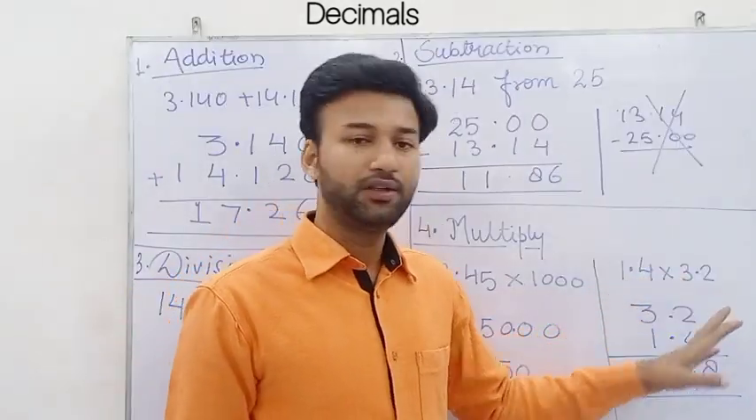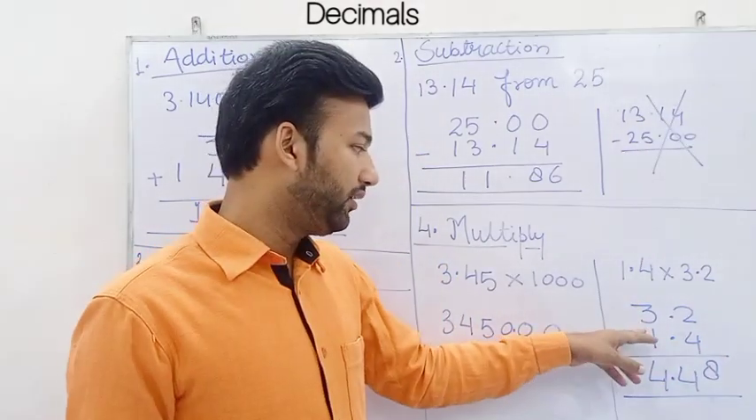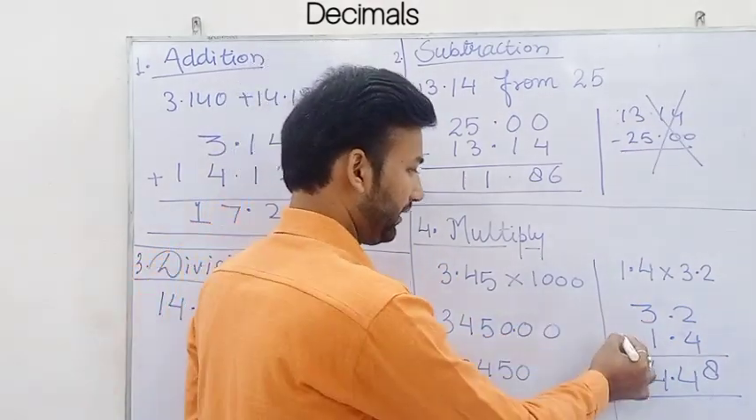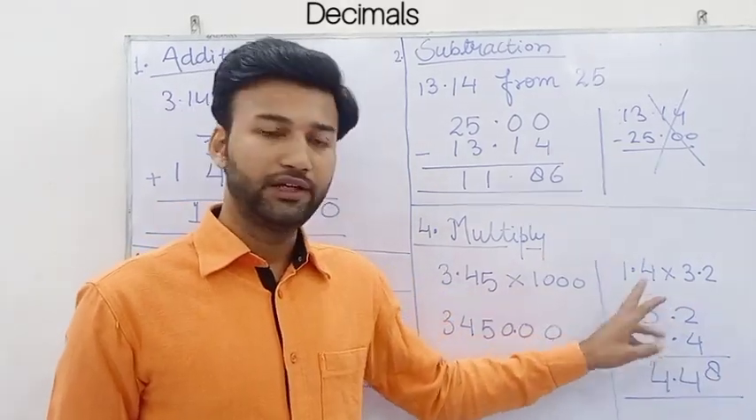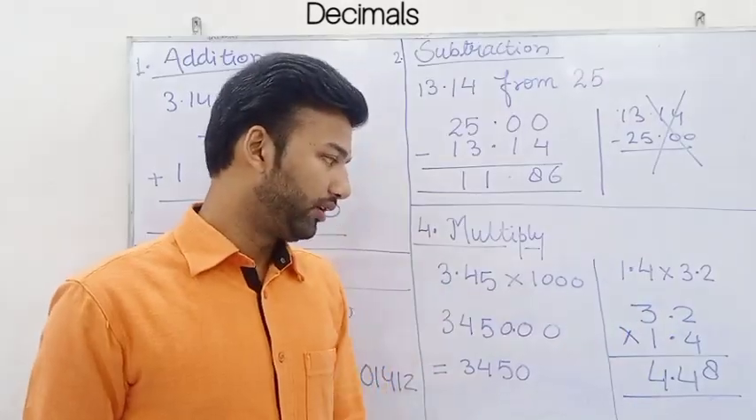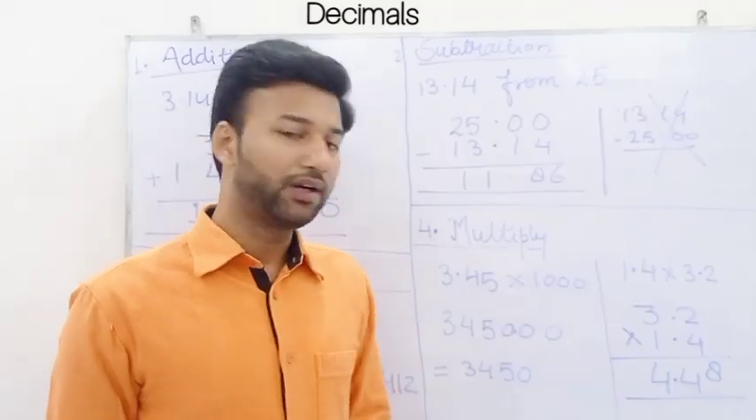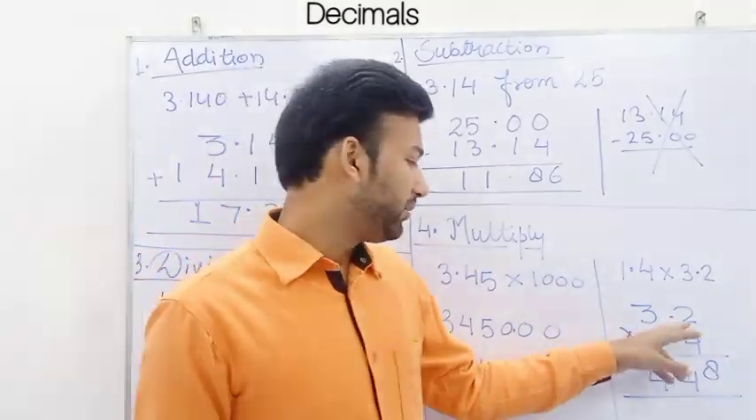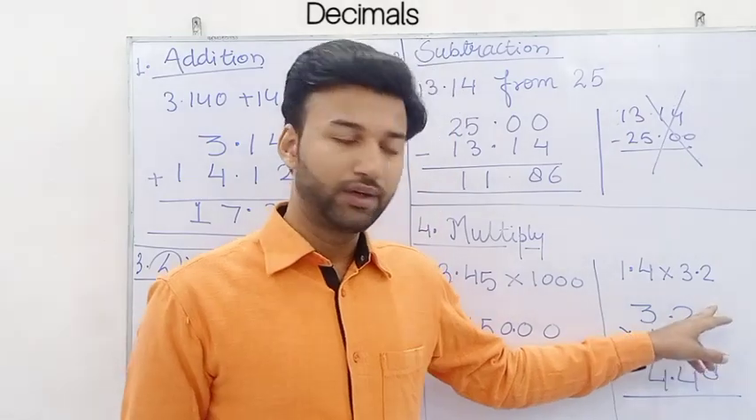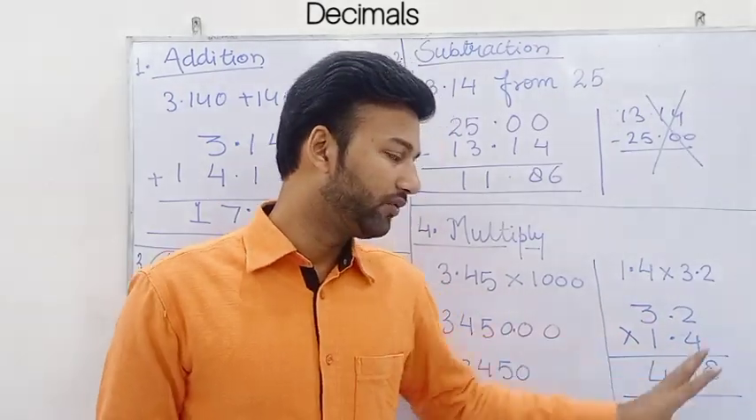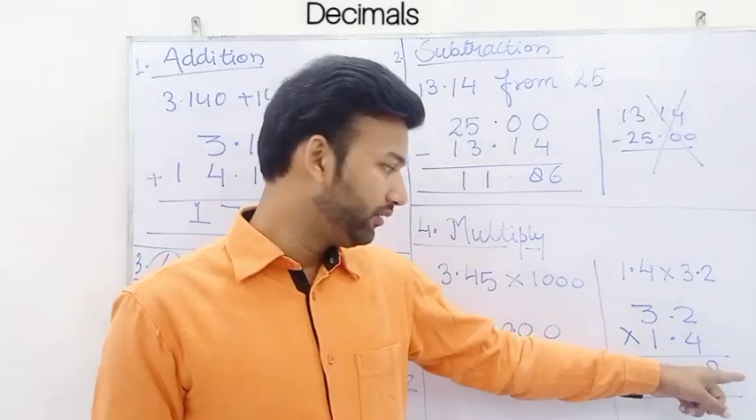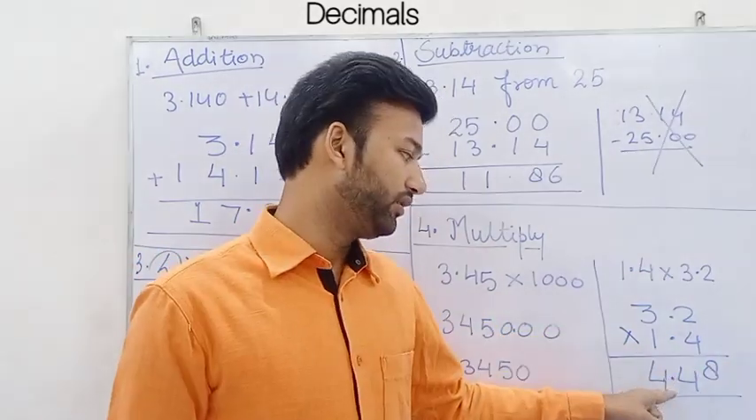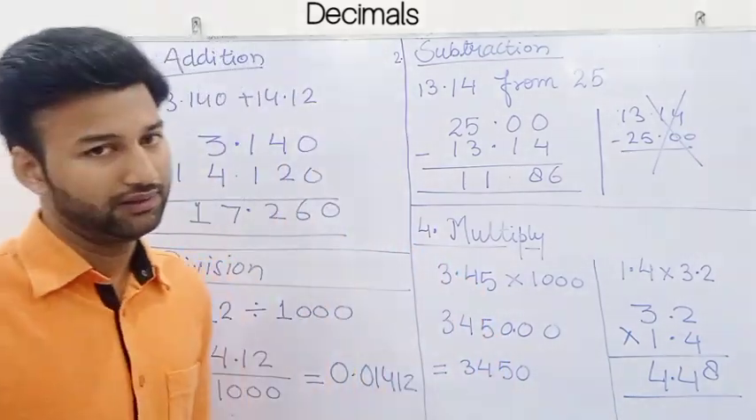If the question is 1.4 multiplied by 3.2, multiply 32 by 14. 14 2s are 28, carry 2, 14 3s are 42 and 2 is 44. Now count the decimal places. Decimal part 1 digit, and 1 digit, total 2 digits, because here 1 and here also 1. Now count the decimal point from the right: 1, 2, two places. So 4.48 is the answer. Okay.